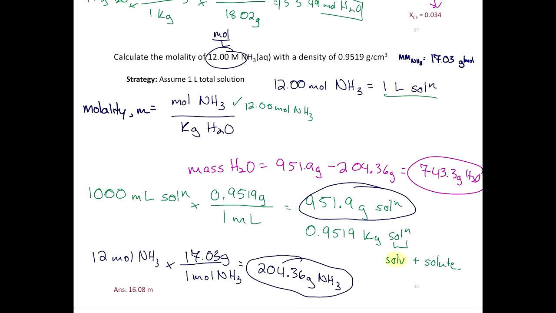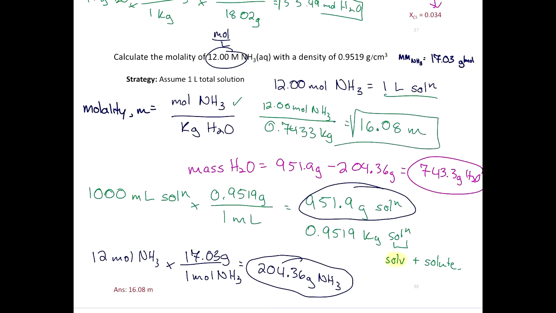So that number goes into our denominator, so let's put it all together. 12 moles of ammonia goes on top. The kilogram amount of solvent is 0.7433 kilograms, and we get that the molality of this solution is about 16 molal.